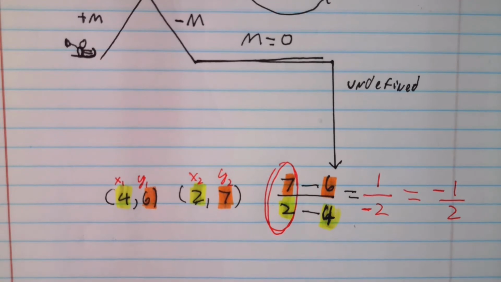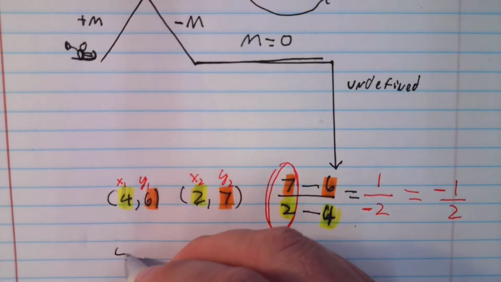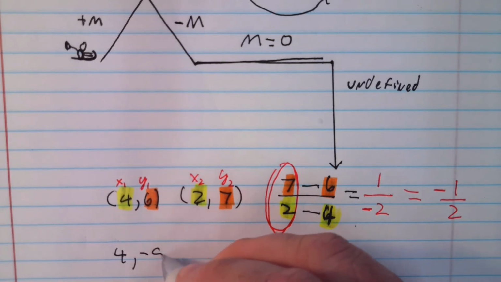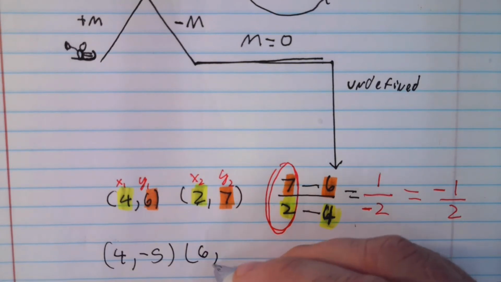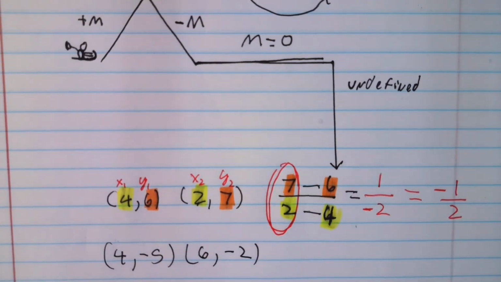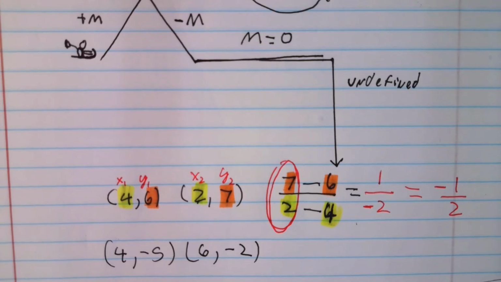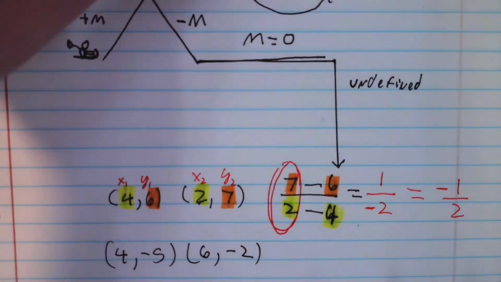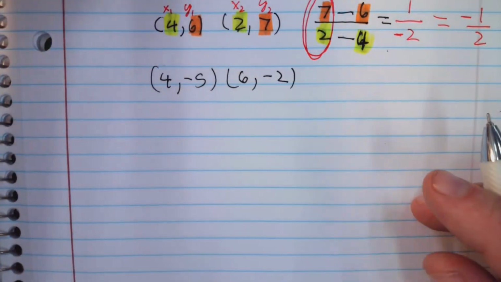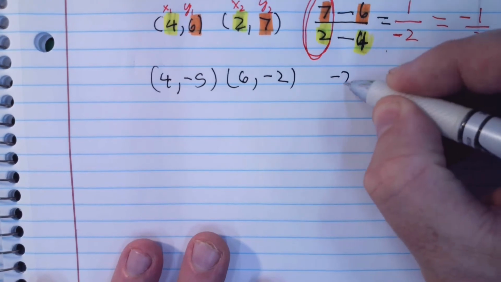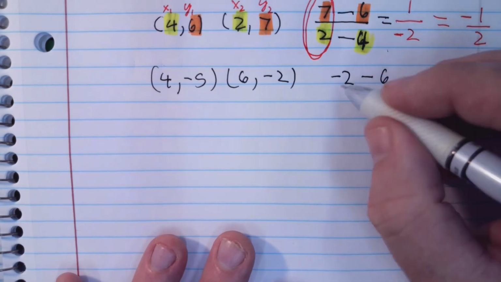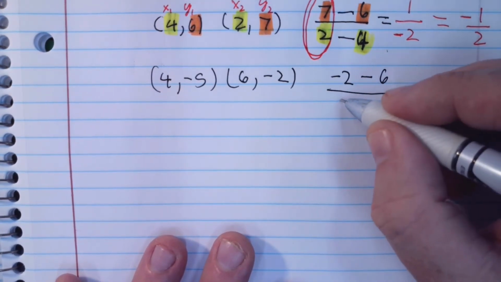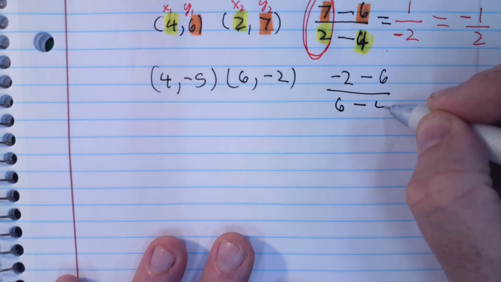Right. We need to do something, maybe mix it up a little bit. Let's try this. 4 minus 5 equals 6 minus 2. Let's see what we get now. Set it up. Y2. You can't see this, but you can imagine what it'd be like if you did. Y2 minus 6. X2 minus 4.